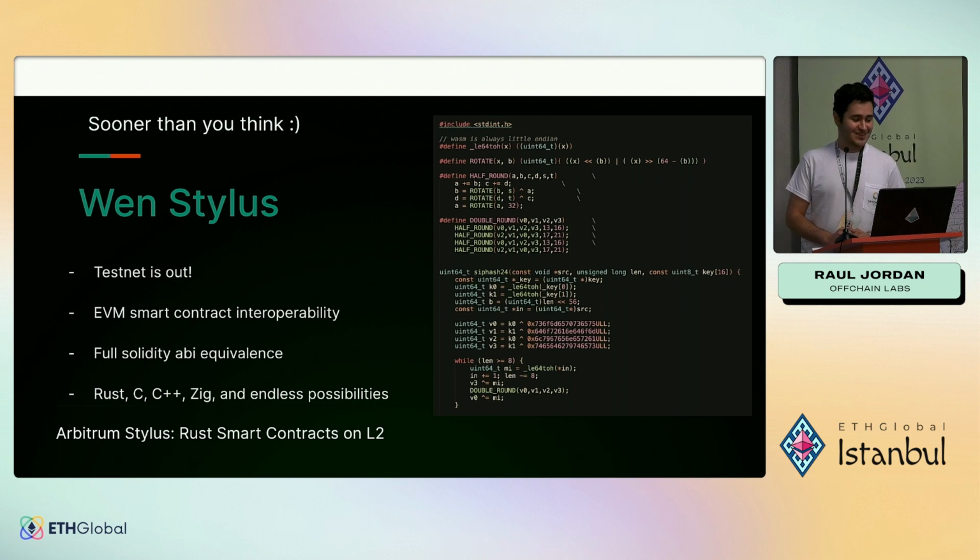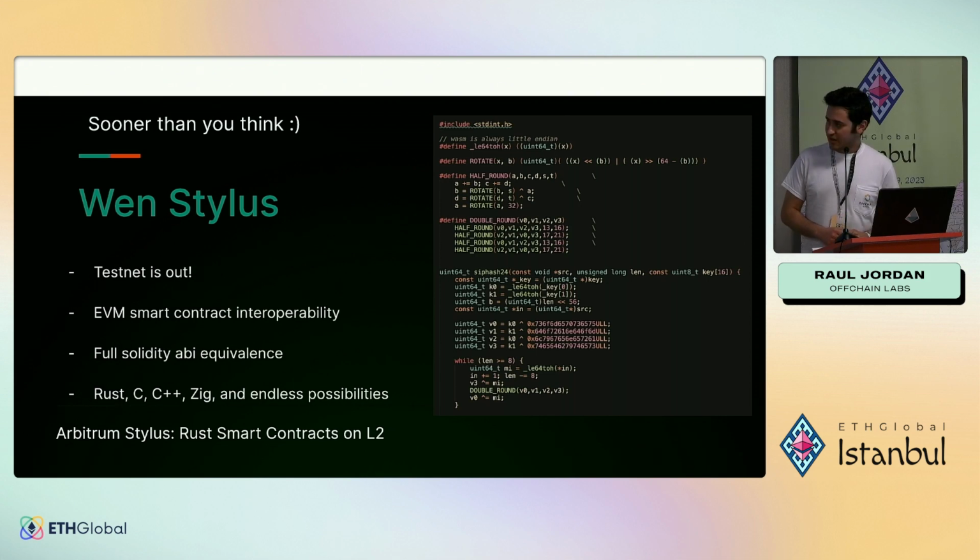Question is when? Testnet is out, mainnet sooner than you think. For it to be deployed on Arbitrum One and Nova, it would have to go through the DAO for approval, and we are currently working on both an audit and basically getting to that point.